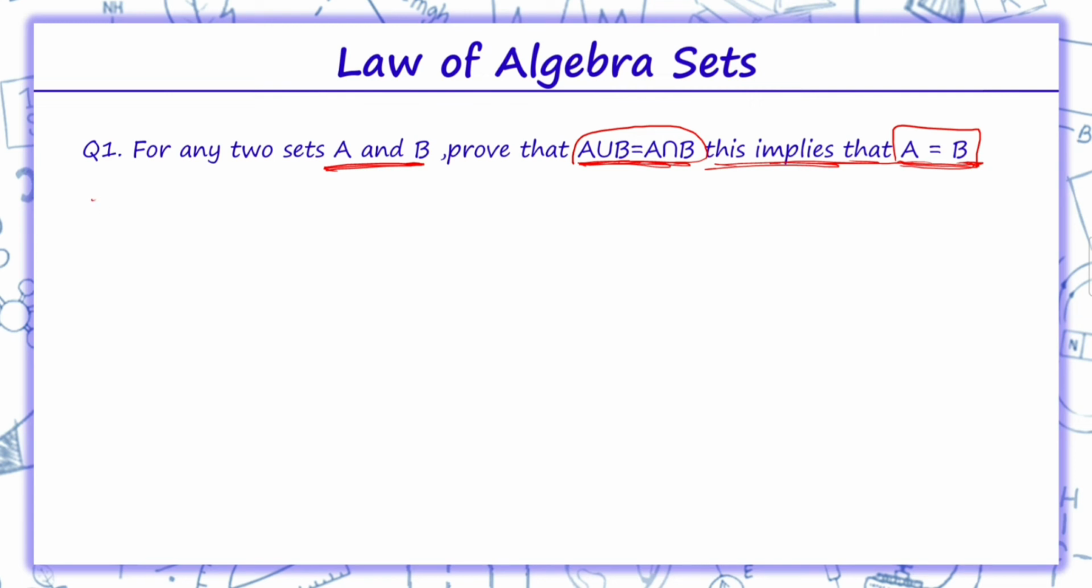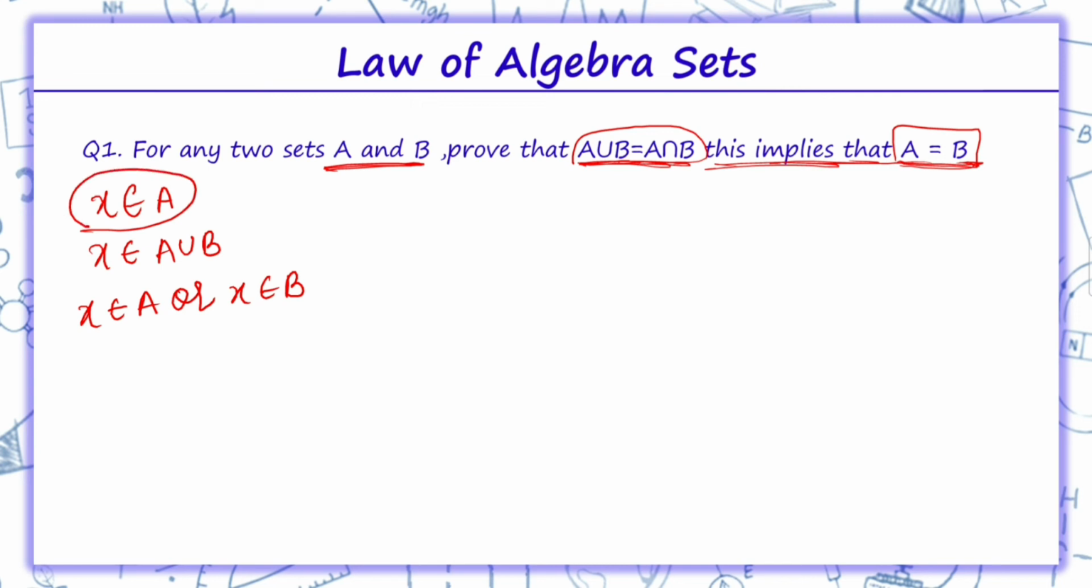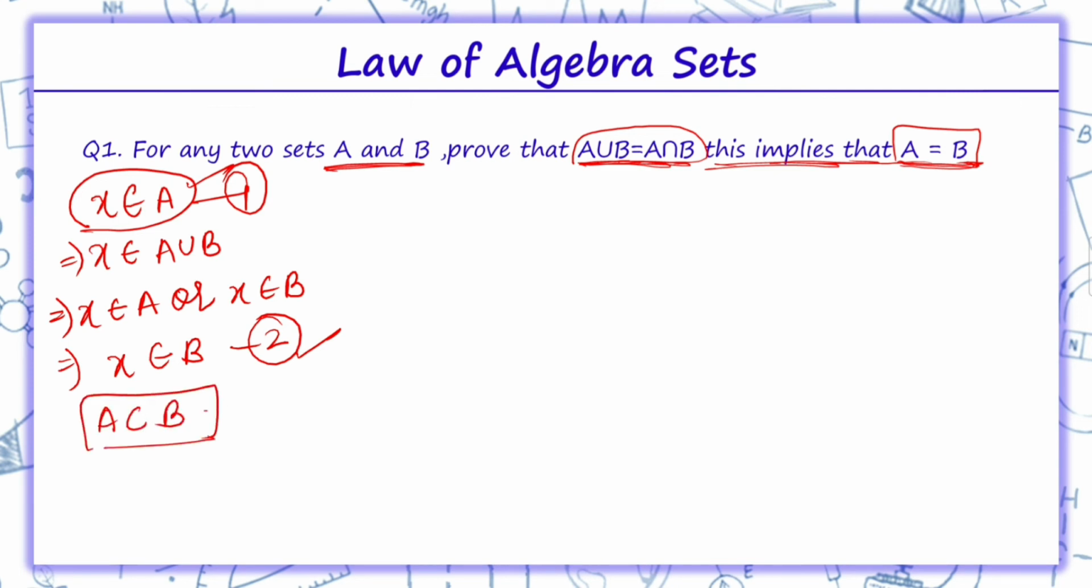So for this we'll assume X belongs to set A. Now if X belongs to set A, we can write over here X belongs to A union B also. Thus we can write X belongs to A or X belongs to B. Now, A union B equals A intersection B, so X belongs to A and X belongs to B. So this is first case and this is second. Since X belongs to A and X belongs to B, we can write A is a subset of B, which is the third equation.